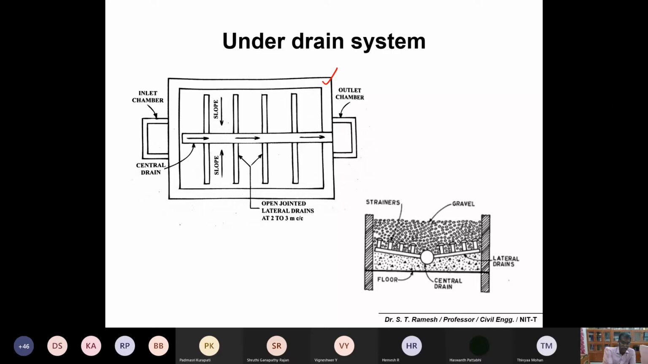So this is your containment structure, and this is the central manifold pipe, and this is your lateral. In actual situations, the central manifold pipe and the laterals are placed under your filter layers like this. So this is what we discussed in the last class.